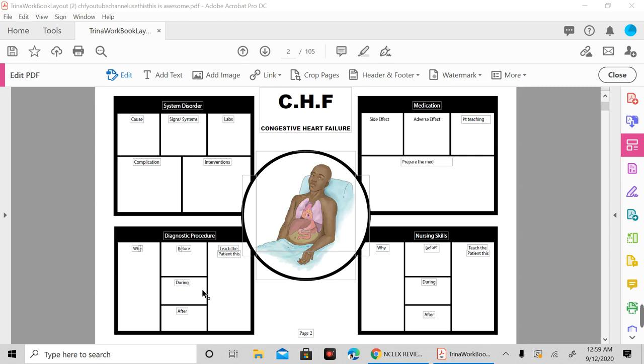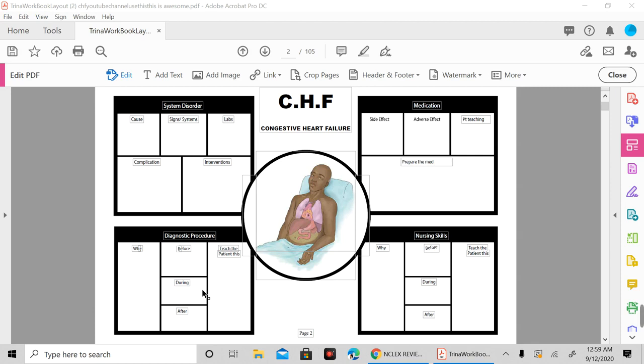Diagnostic procedure, echocardiogram. Why? Because this will let me know the ejection fraction. Before, the patient does not have to be NPO for the echocardiogram. During, the patient will lay on his or her left side. After, the patient will go home. It's a 15-minute procedure. Or the patient will go back to the floor. Teach the patient this: I will teach the patient that the gel is going to be cold and you have to be on your left side because of the ultrasound gel is cold.